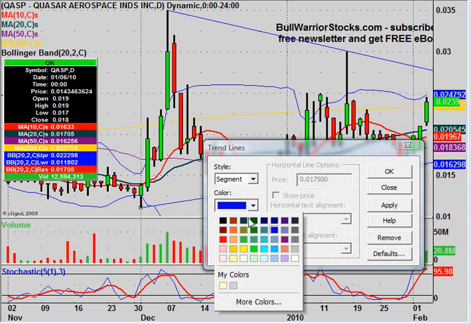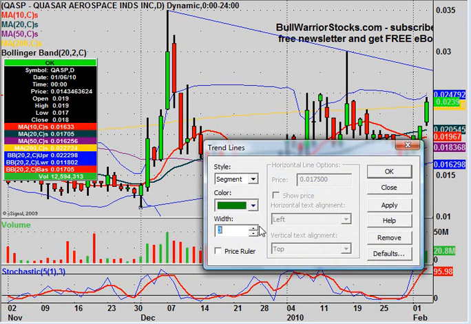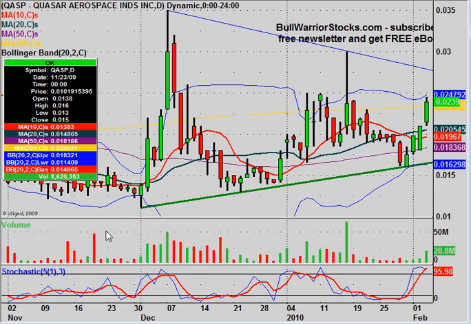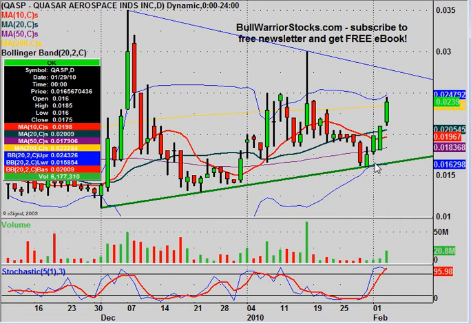So I'll get that changed to green just to represent kind of how important it is. Make it extra thick because this is kind of the backbone of the chart right now. This is the uptrend line that you've established and have been working on since basically early December.